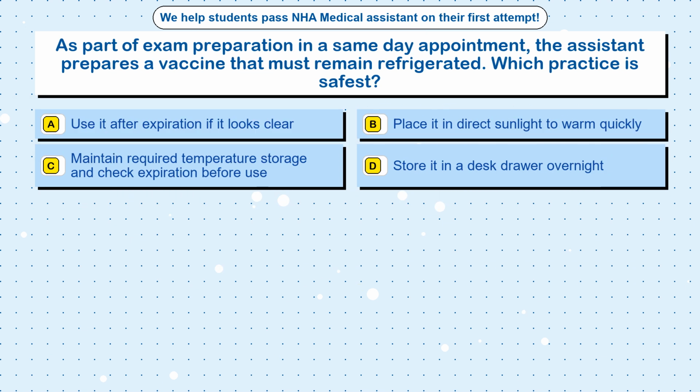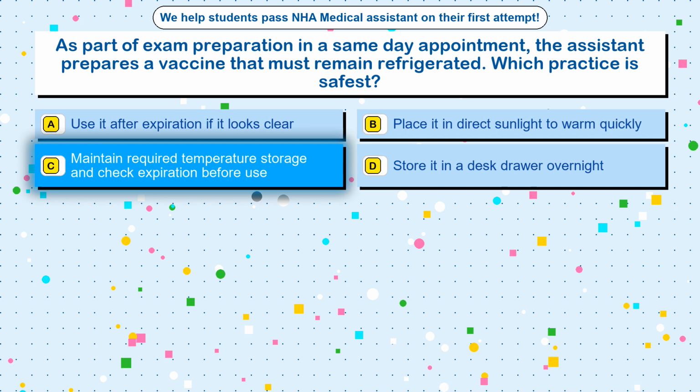Question 72. As part of exam preparation in a same-day appointment, the assistant prepares a vaccine that must remain refrigerated. Which practice is safest? Option A. Use it after expiration if it looks clear. Option B. Place it in direct sunlight to warm quickly. Option C. Maintain required temperature storage and check expiration before use. Option D. Store it in a desk drawer overnight.